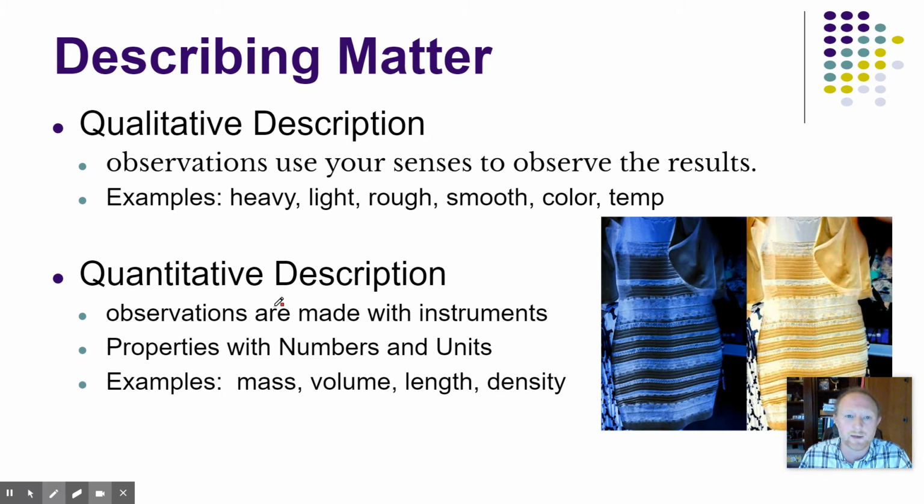And you can describe matter using one of two types of descriptions. We have what are called qualitative descriptions. Qualitative descriptions are more observational, using your senses. It looks like, it feels like, and they are oftentimes subjective.